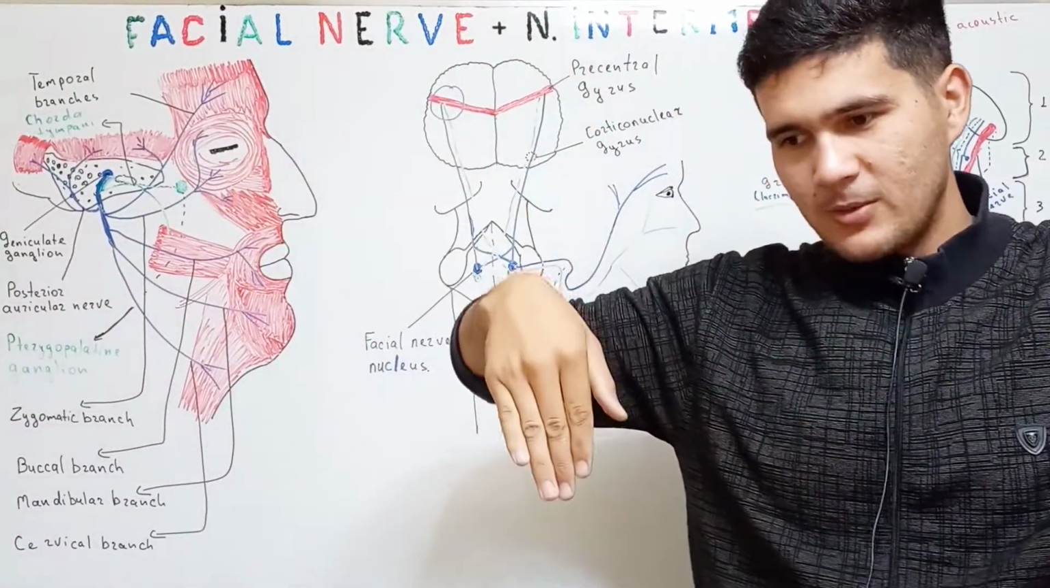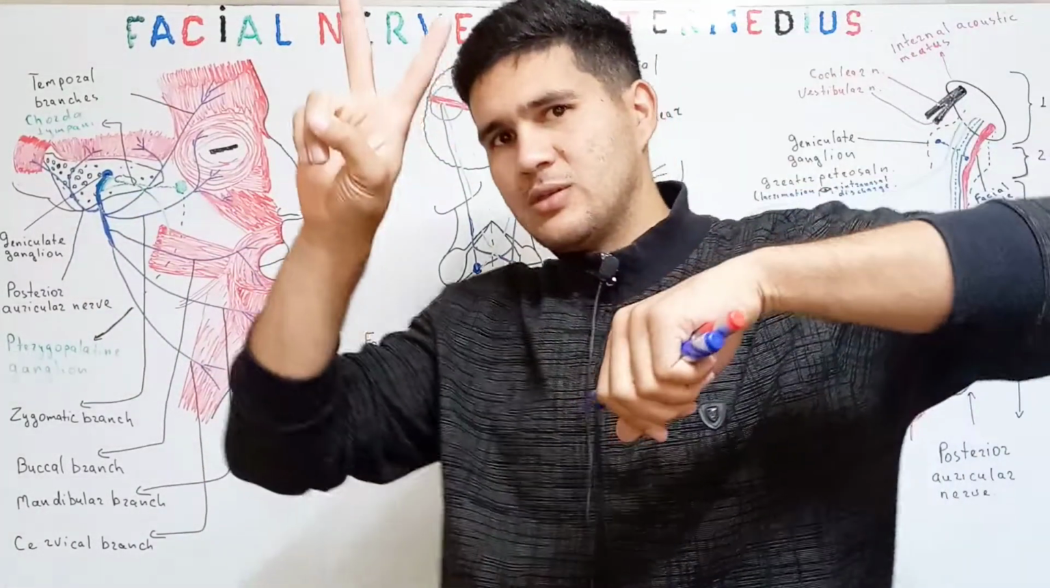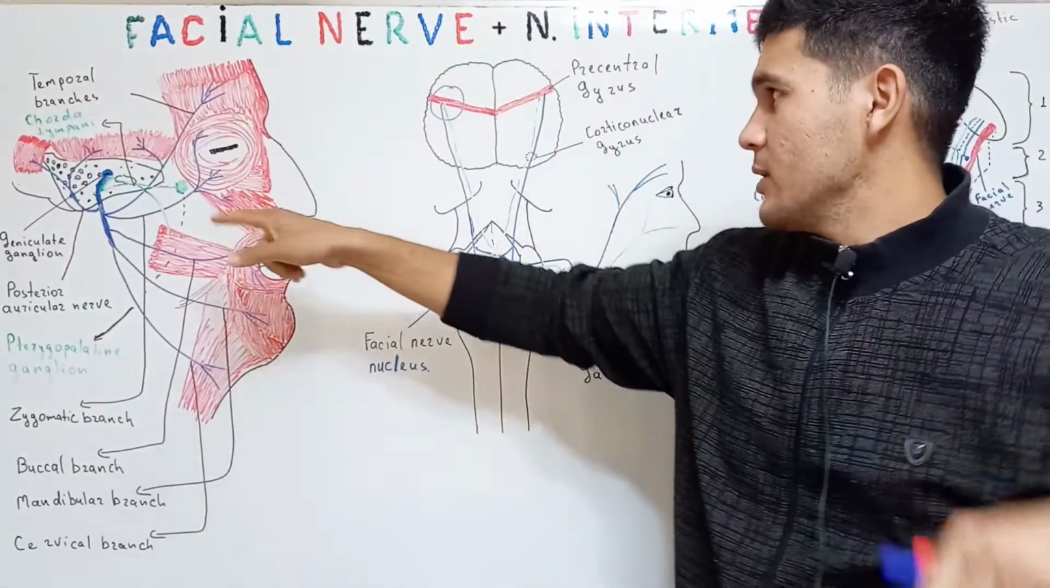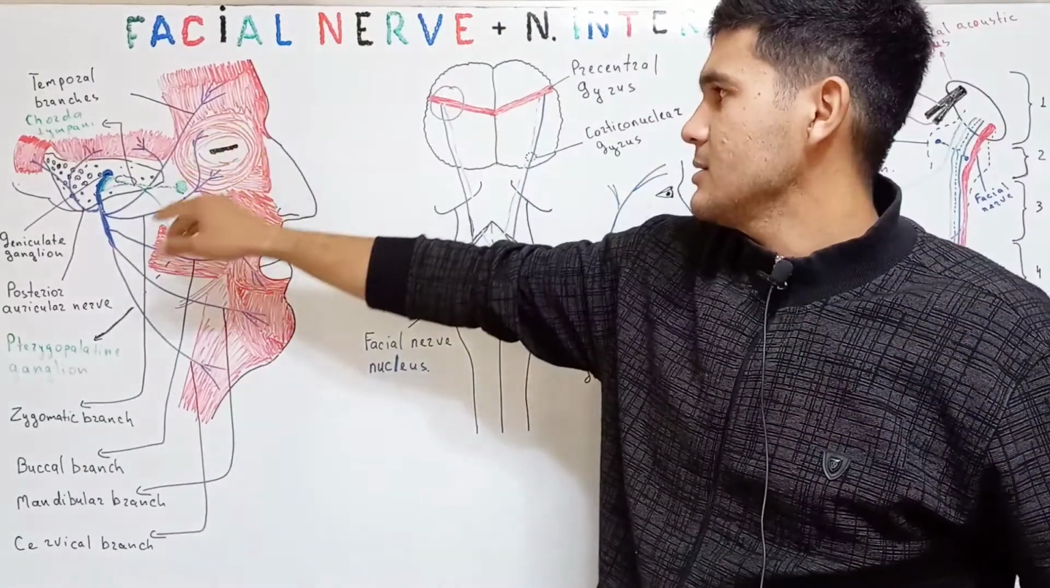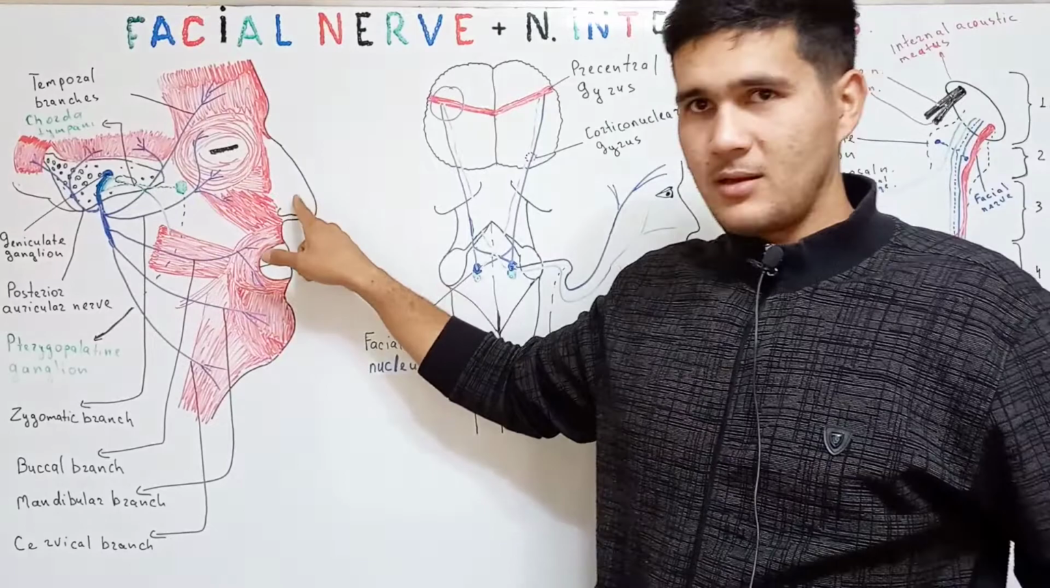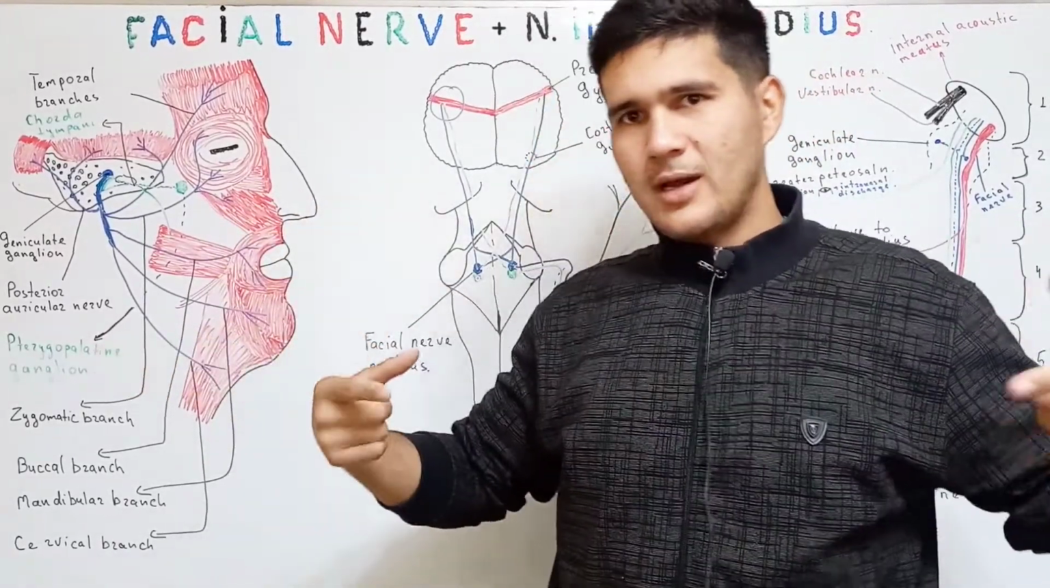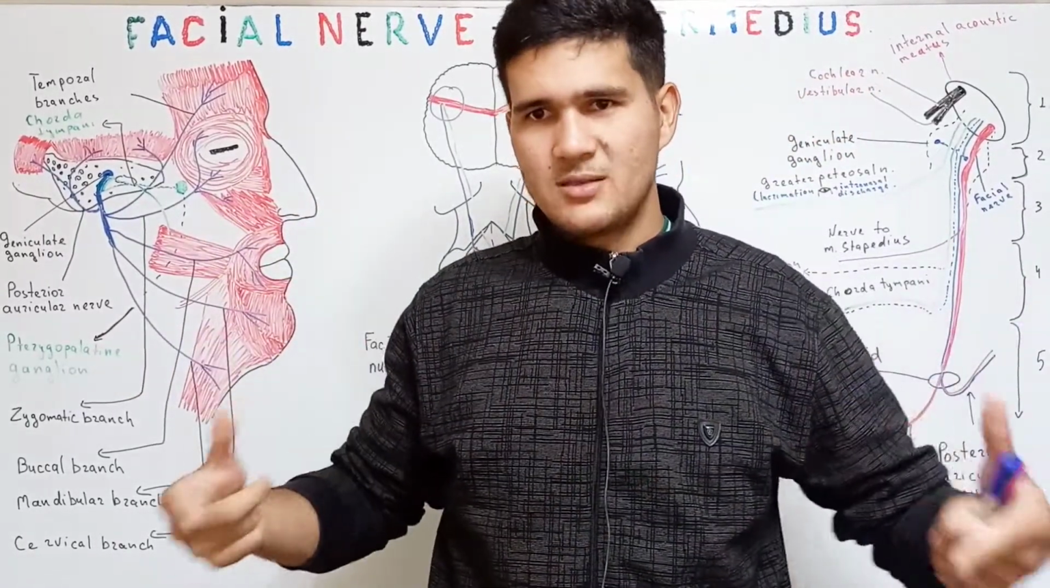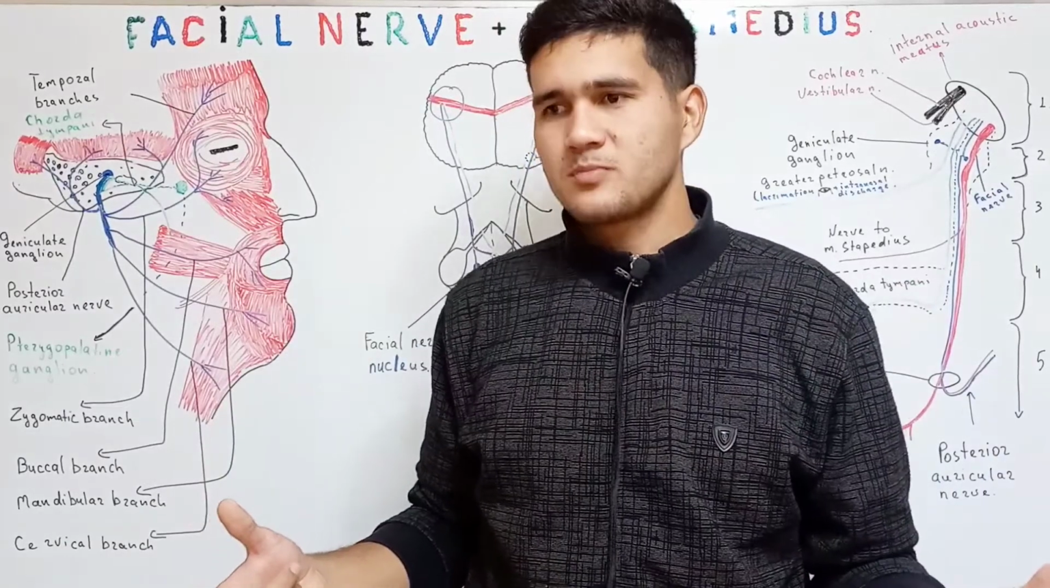In the pterygopalatine ganglion exist two fibers. First one goes directly to the lacrimal glands. Second one goes to the nasal glands. Both of them stimulate the discharging and stimulate the function of the glands.